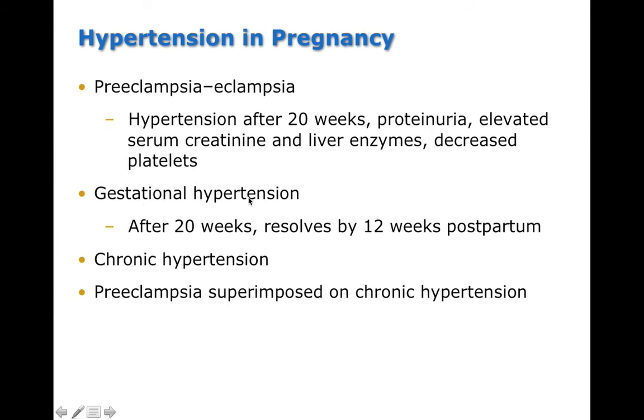Now, gestational hypertension is after 20 weeks, but it resolves 12 weeks postpartum. So we're saying that essentially after birth there's still some hypertension, but the hypertension goes away. Chronic hypertension, we're just saying, is high blood pressure for more than 3 months. And individuals can actually have both of these. They can have chronic hypertension, but then get pregnant and then have preeclampsia on top of that. And that's going to definitely put themselves at risk and their fetus at risk.